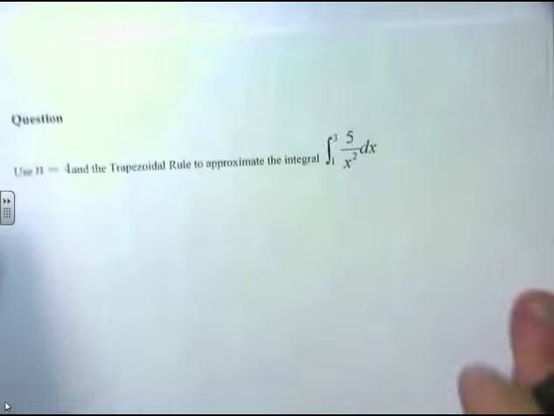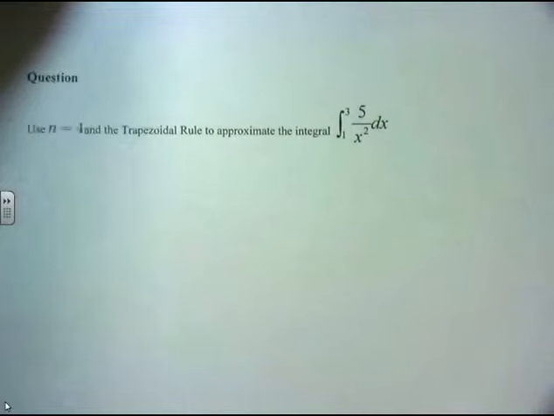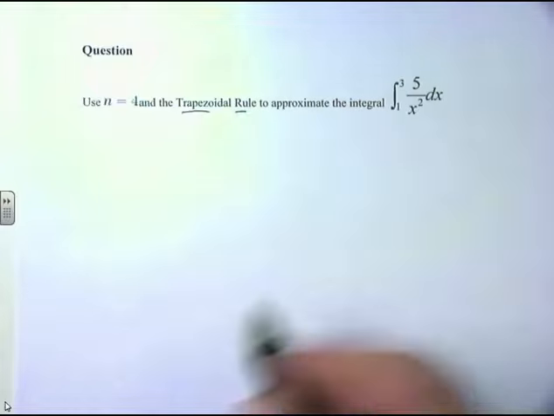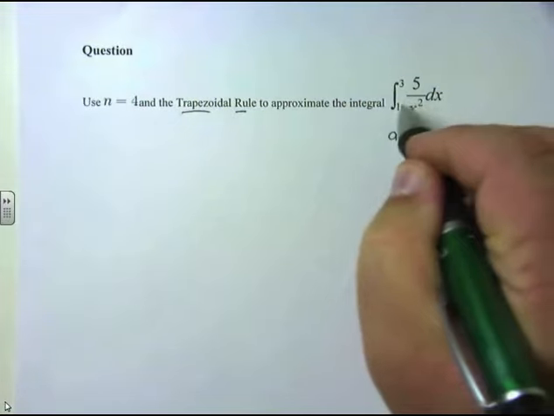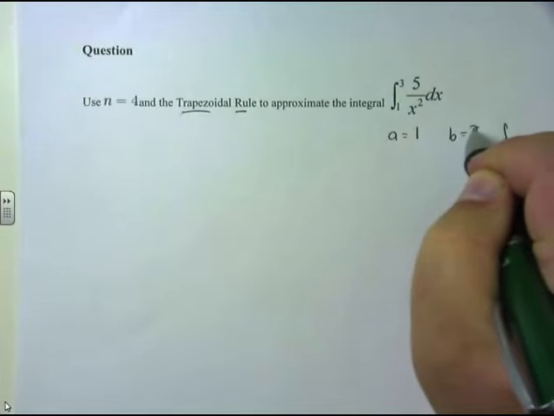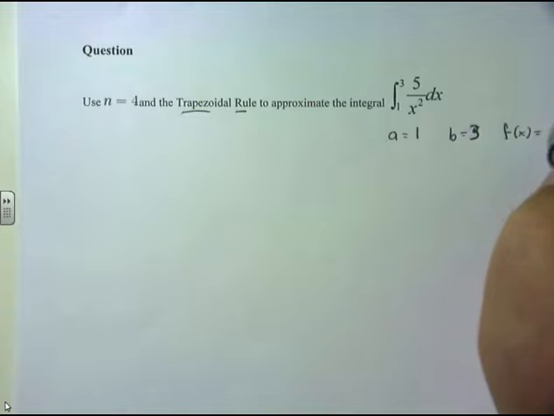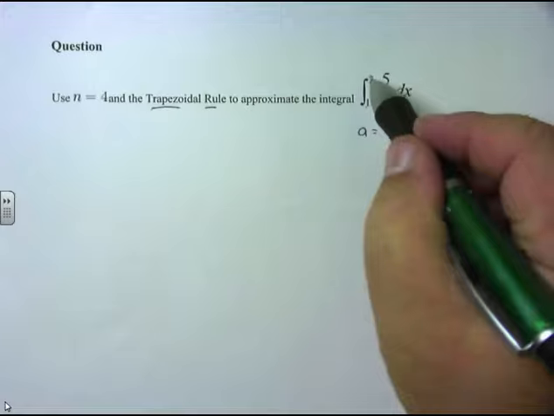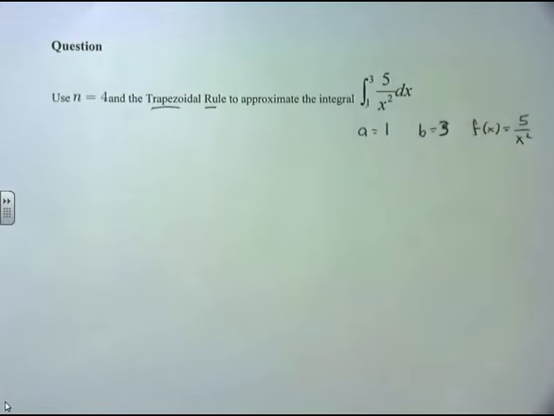So, let us try this problem. Let's use n equals 4 and use the trapezoidal rule to approximate the integral from 1 to 3 of 5 over x squared dx. Now, I know you guys can integrate this thing, but that's not the point. We're supposed to use the trapezoidal rule. So as I analyze this, a is equal to 1, b equals 3, and my function is f of x equals 5 over x squared. So a is 1, b is 3, and the function is 5 over x squared.